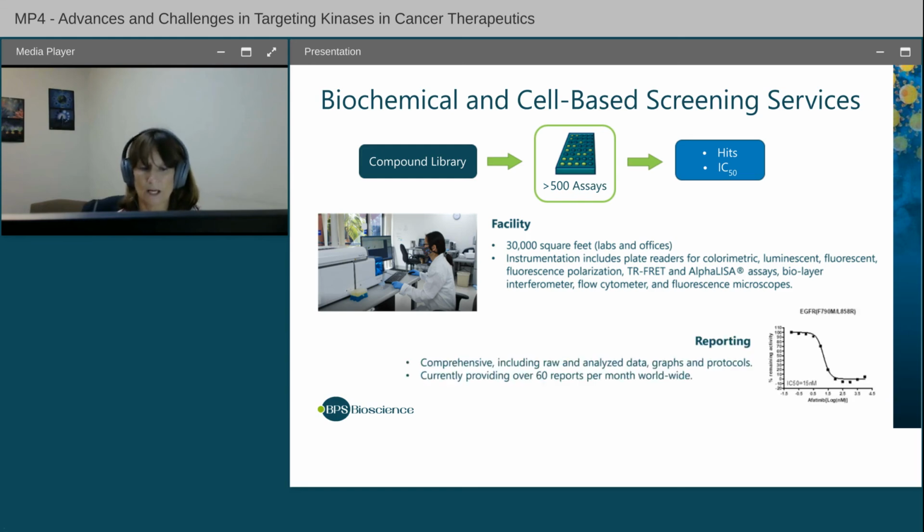With all screening and profiling services, we provide a comprehensive report that contains raw data and analyzed data, all the graphs and detailed protocols. And since we produce our proteins, our enzymes and cell lines in-house for this assay, customers can trust that our quality and consistency are of the highest level.